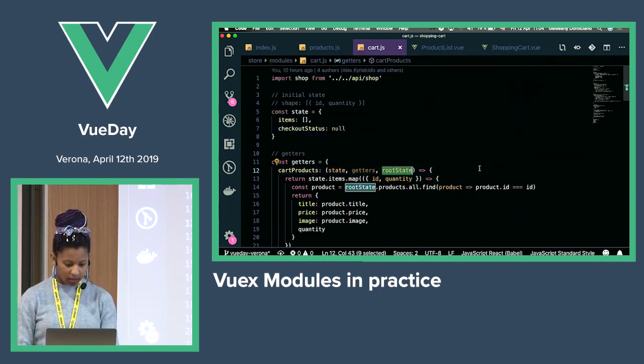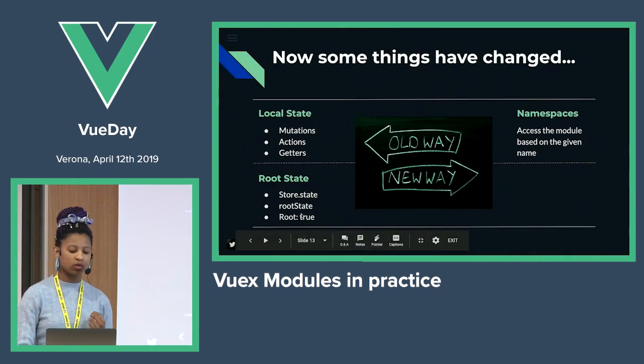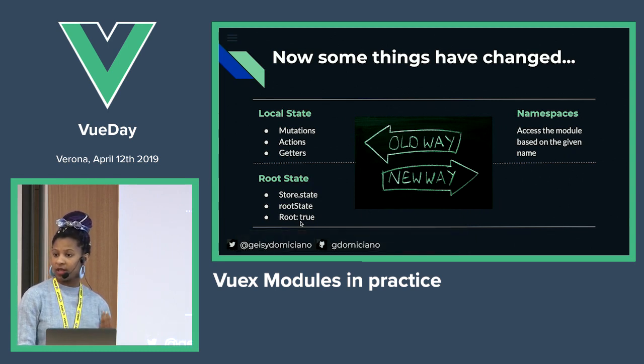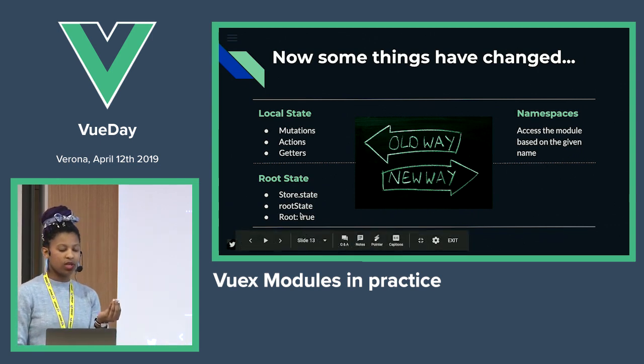Yeah, this is one, and another one, it's the root true. So even though you are using modules and they're namespaced, in some cases you might want to make your products available from anywhere in your application because they are the same. And then in this case, you use root true inside your action.